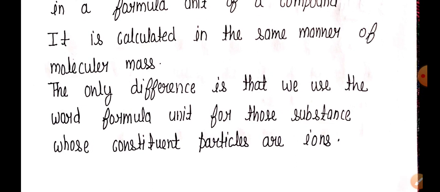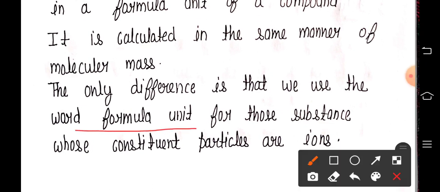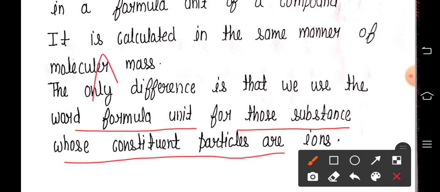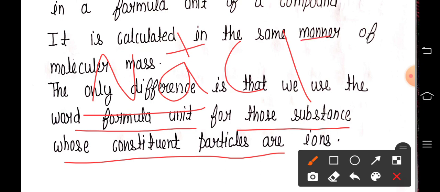The only difference is that we use the word formula unit for those substances whose constituent particles are ions. क्लियर। हम लोग फार्मूला यूनिट मास का यूज सिर्फ उनके लिए करते हैं जहाँ पे जो पार्टिकल्स होते हैं वो आयन के फॉर्म में होते हैं। क्लियर। जैसे आपको पता है NaCl, सोडियम क्लोराइड। Here sodium is positive ion and chlorine is negative ion. So here we use the term formula unit mass. Clear. In which also we add atomic mass of these atoms and find out formula unit mass.